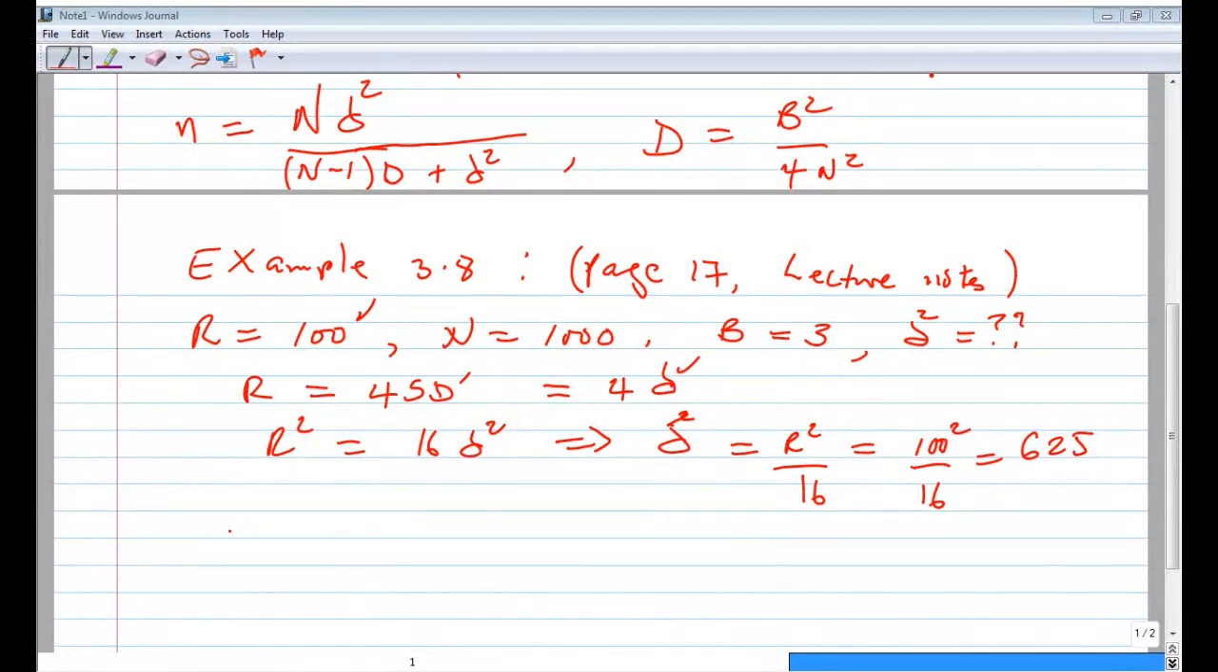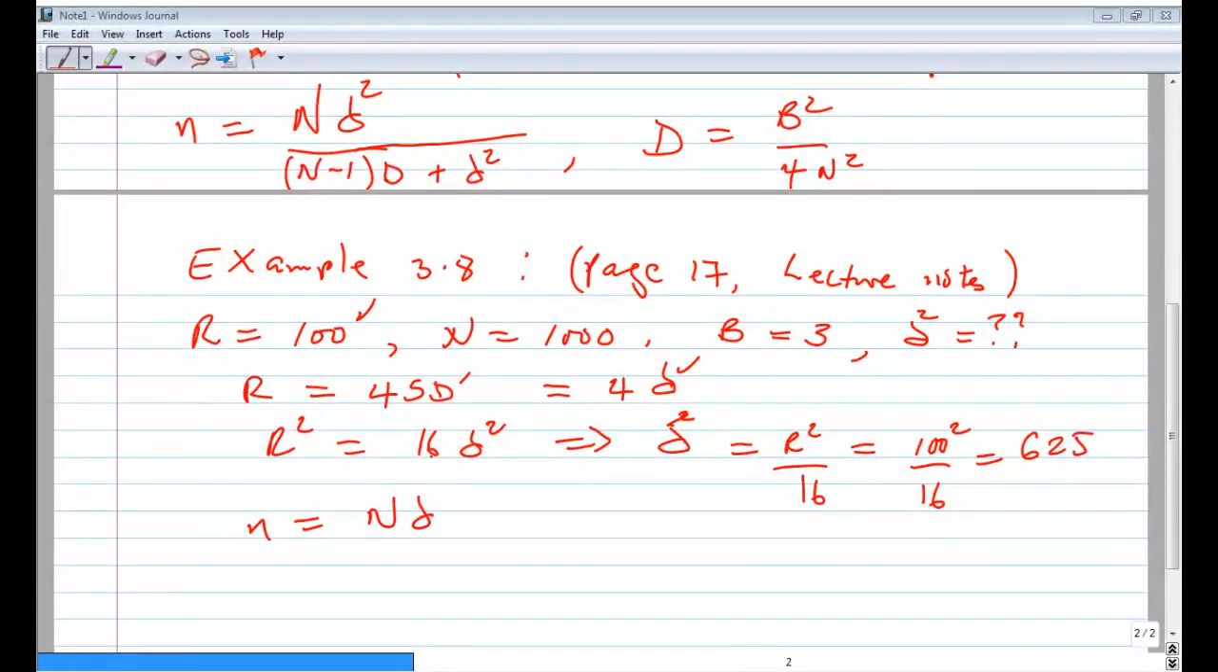So the formula that we are going to have is n equal to N variance divided by (N minus 1) times D, and our D is what? It's B squared over 4 plus a variance, isn't it? And now our population size is what? It's 1000.